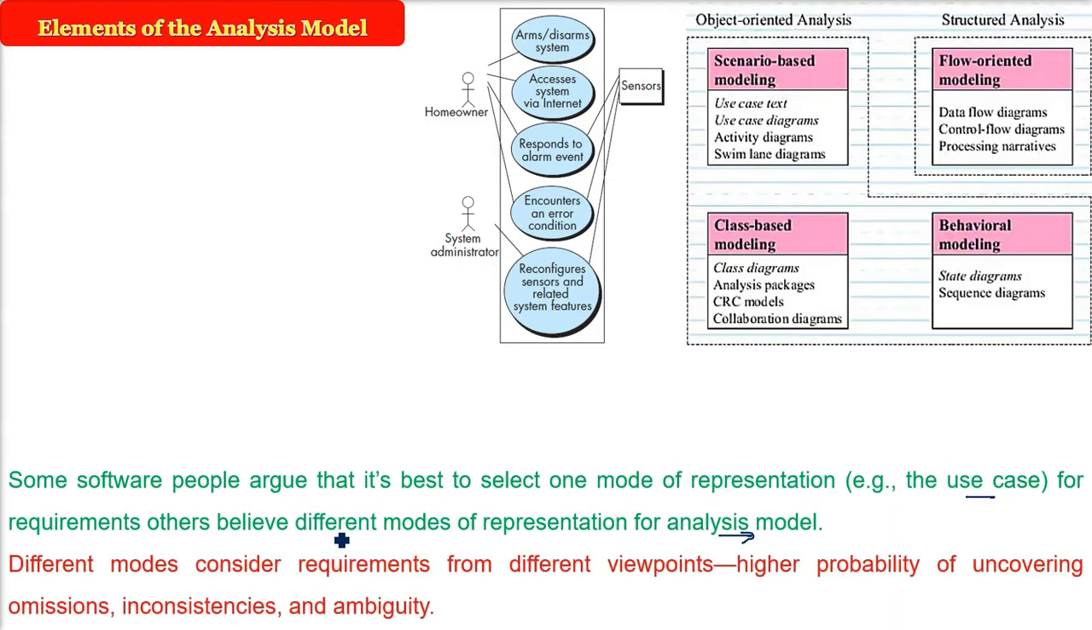But there are people who say that if you are making big software, then you need different viewpoints. That is, you need more for the analysis model, not just the use case. Because the more viewpoints you take, the more omissions, inconsistencies, and ambiguity present in the software, or you can say in the requirements, you will find. So all this omission, inconsistency, and ambiguity in the requirements can be avoided using different viewpoints. So you cannot just take the use case diagram. There are different ways, as I said, object-oriented analysis and structured analysis, etc.